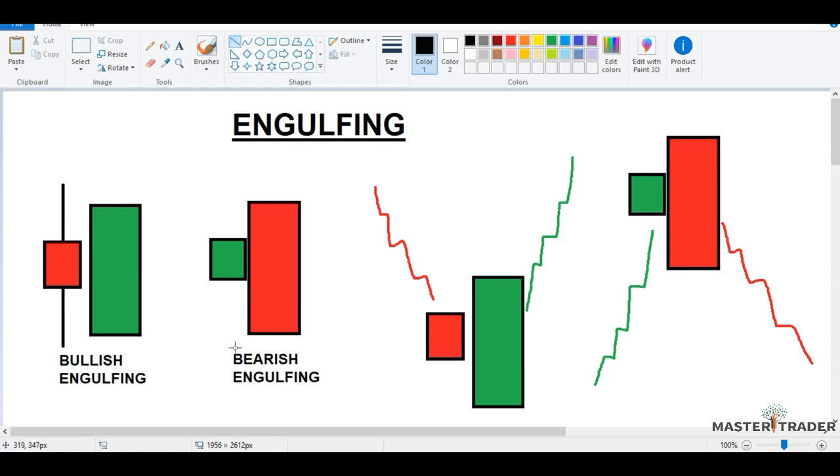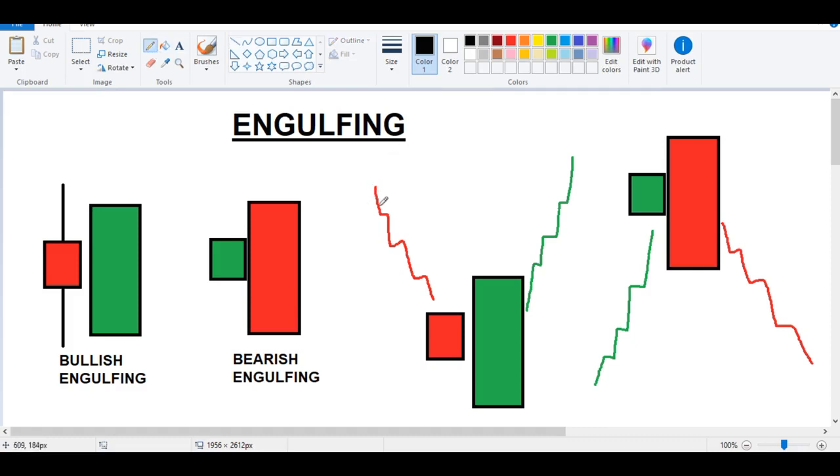Now bearish engulfing is the complete opposite. You have a large red or bearish candle which is engulfing the prior candle, the previous candle. Bullish engulfing is a sign that a strong number of buyers, or bulls, have entered and they're trying to push price higher. And bearish engulfing simply means a strong number of bears or sellers have entered the market and they are trying to push the price lower.